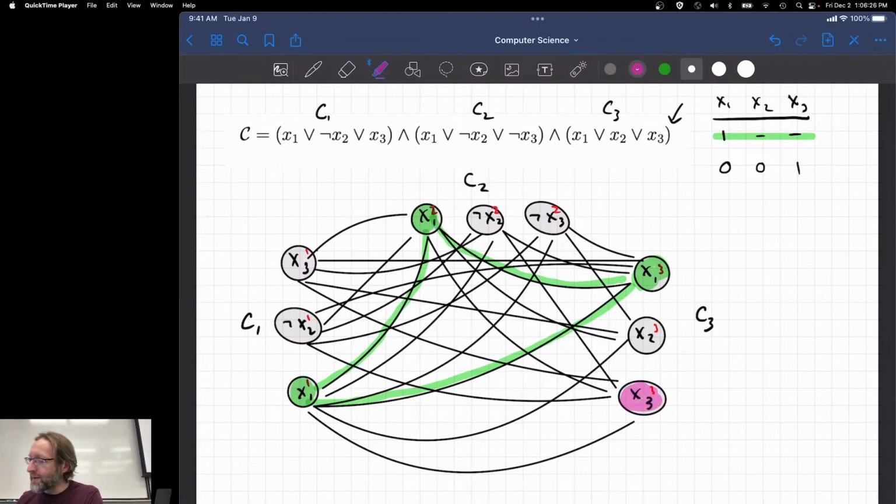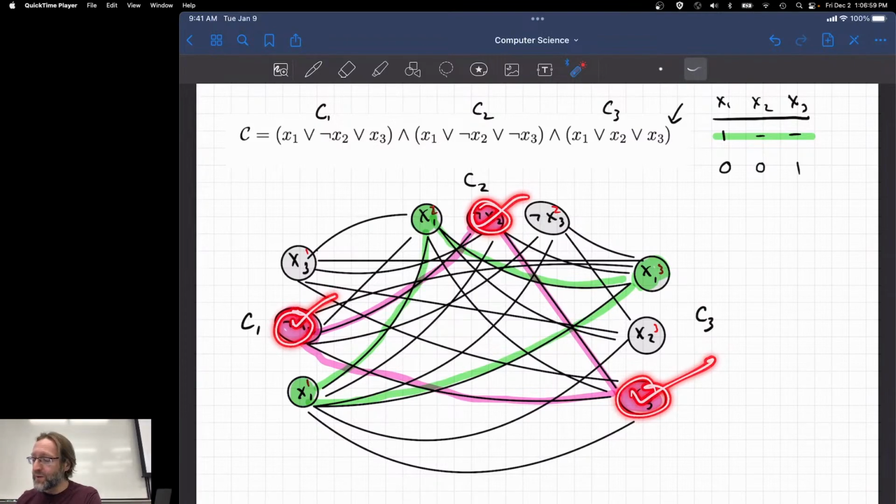And now assigning x2 0 means that this ends up being true because it's a negation, and this ends up being true because it's a negation, and that's going to give us this clique right here. X3 right here. Right? X3 is true. X2 is false. Therefore, its negation is true. True, true, true. Right? Which forms a clique of size 3.